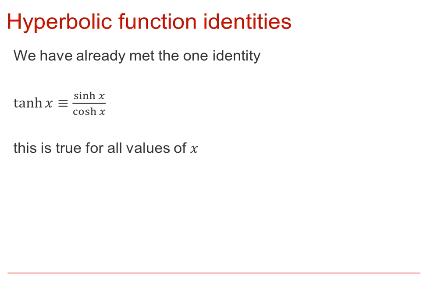You will note that it is very similar to the circular trigonometric functions identity where tan x is equivalent to sin x over cos x. In general, hyperbolic functions do have similar identities to the circular trig functions, but you need to be careful of the signs.